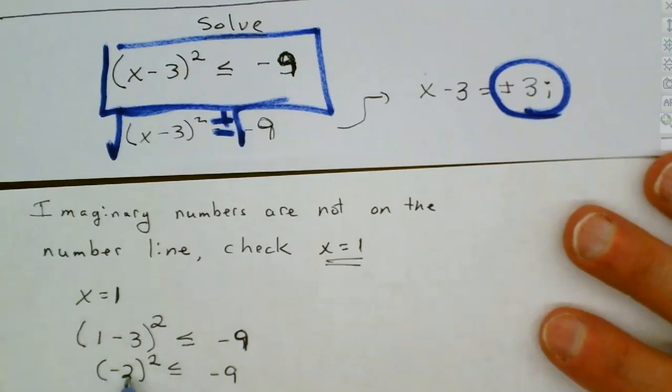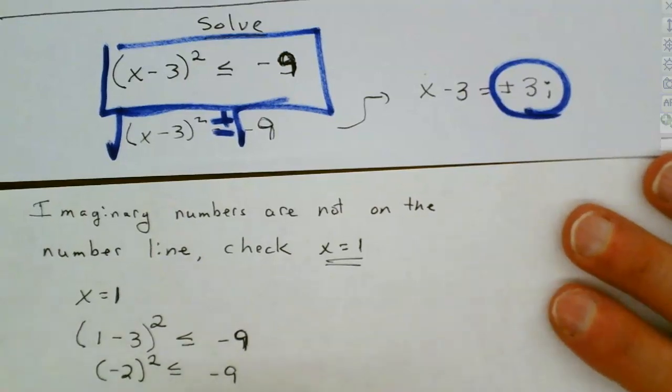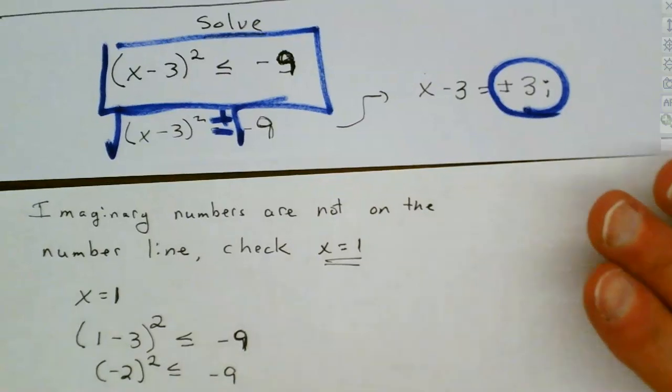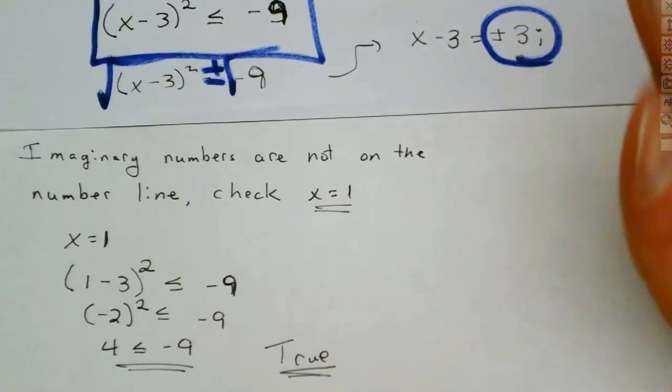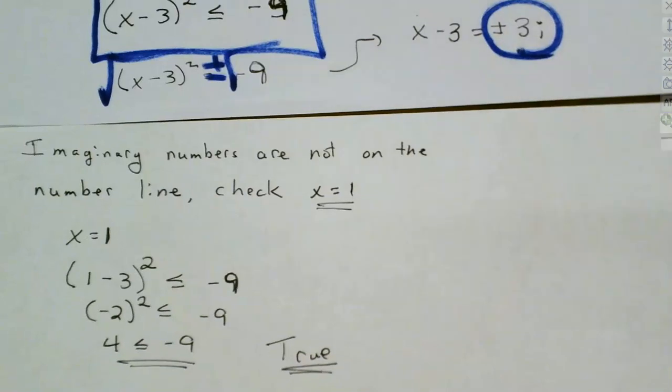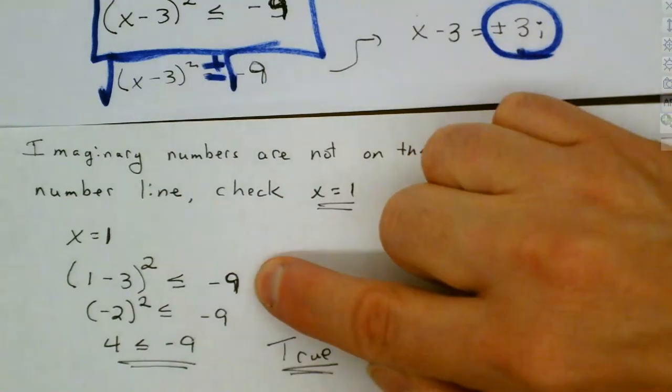When you square a negative, it becomes a positive 4. Now, this is true. It's always going to be true. Why is it always going to be true? Because whenever you square a negative, it comes out to be what? Positive. So this can never, ever work.